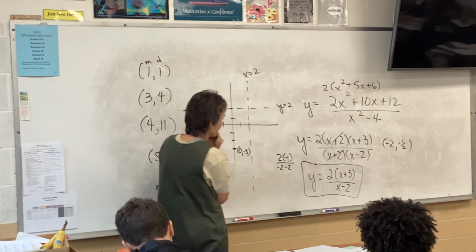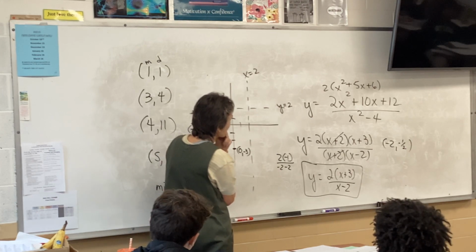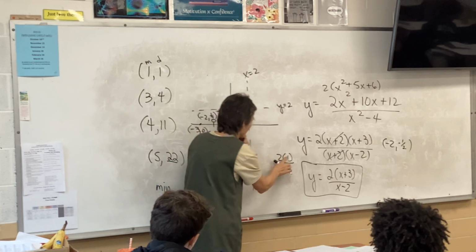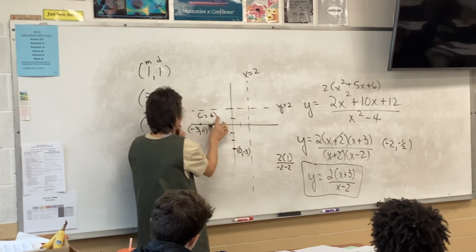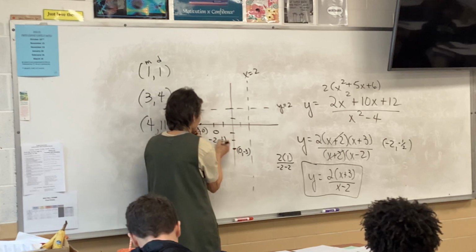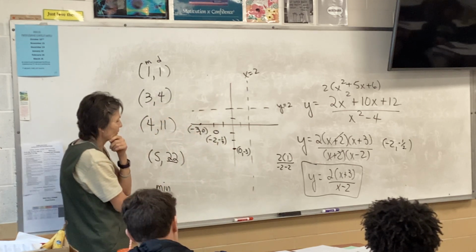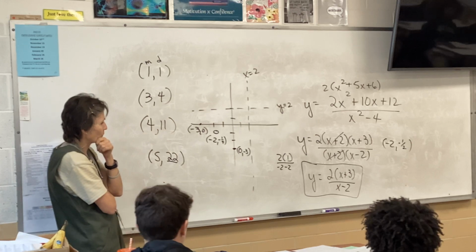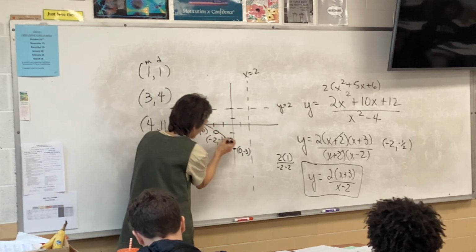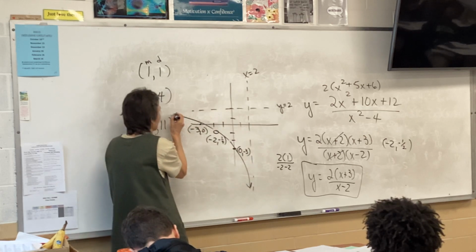Wait, something's not right here. I got it. That's negative 1/4. You guys, you gotta catch me when I make that kind of mistake. That asymptote, or excuse me, that hole is at negative 1/4. That looks better. Then I can connect the dots.